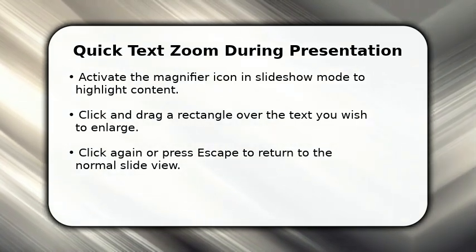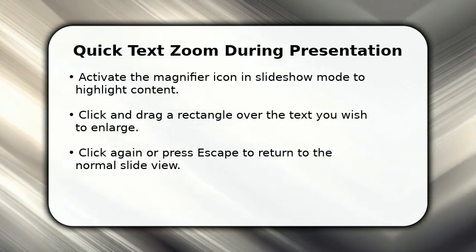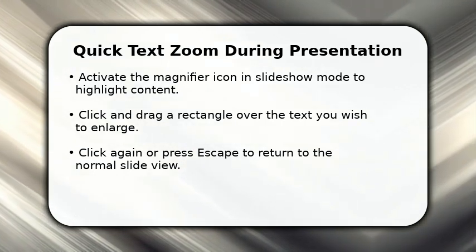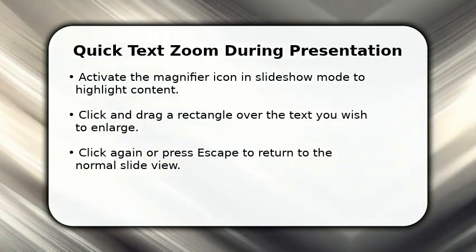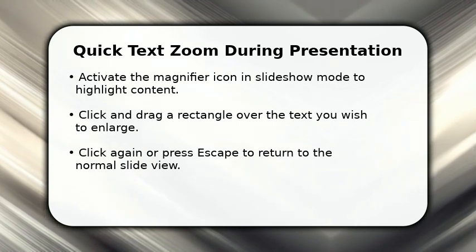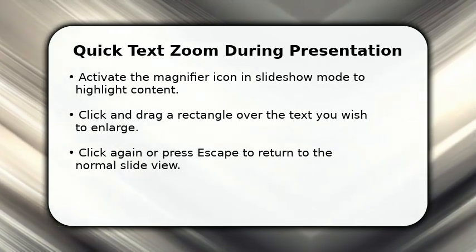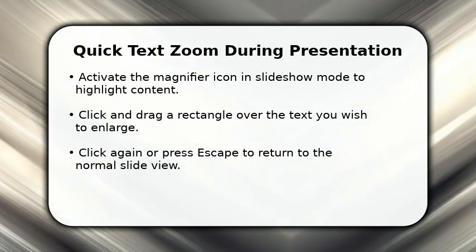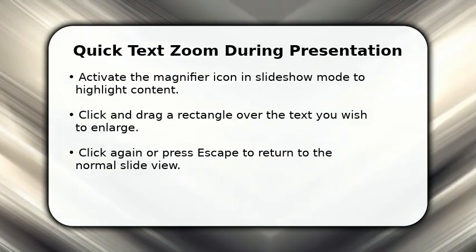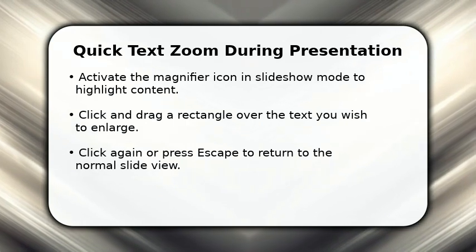Simply enter slideshow mode, then click the magnifying glass icon in the lower left corner. A rectangle will appear. Drag it over the text you want to enlarge. Click your mouse to zoom in, and click again or press the escape key to zoom back out. It's a handy, on-the-fly way to draw attention to key details.